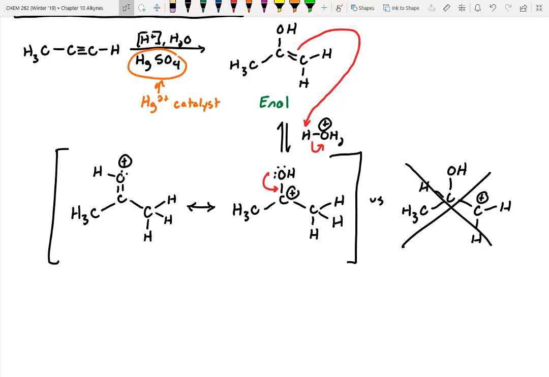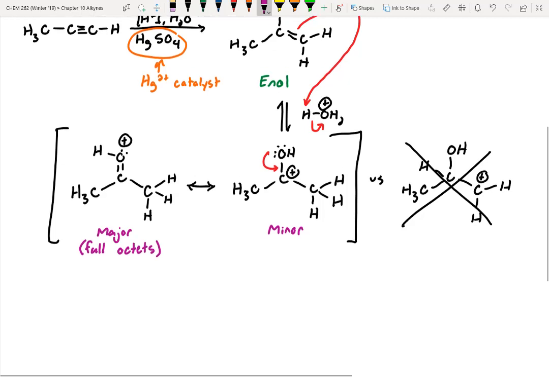The left one, but oxygen doesn't like a positive charge. Well, I heard somebody say it. What's the number one thing we look for with major contributors for resonance structures? Full octets, right? If we think about this structure on the right-hand side, this carbon doesn't have a full octet, so that's going to be a minor contributor, but it's still there. So I'll just write minor and major. This has full octets. So the structure on the left is a more accurate representation of what's actually existing in solution.